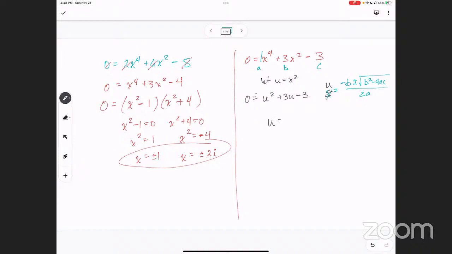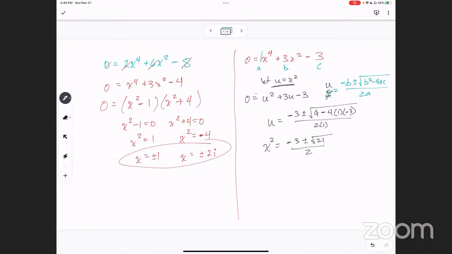So let's do that real quick. U equals -b plus or minus the square root of b squared, which is 9, minus 4a, which is 1, c, which is -3, all over 2a. So that equals -3 plus or minus the square root of 21, all over 2. So there's my answer. But remember, that's for u. That is what u equals, but u is really x squared. So now I'm going to write x squared instead of u. And how do I solve that equation now?